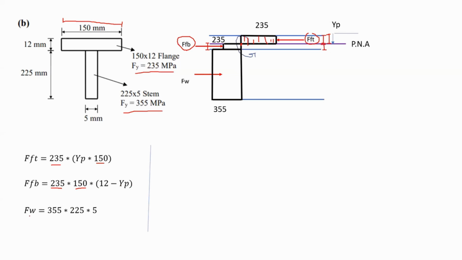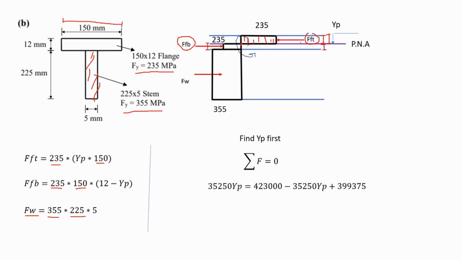And lastly, we find the force in the web. So what's that? Again, it's Fy, the yielding capacity of the steel, multiplied by the area in here. That area is actually 225 multiplied by 5. Now I have everything set in here, the forces. I will calculate Yp from the equation of equilibrium, where the summation of all the forces is supposed to be equal to 0.